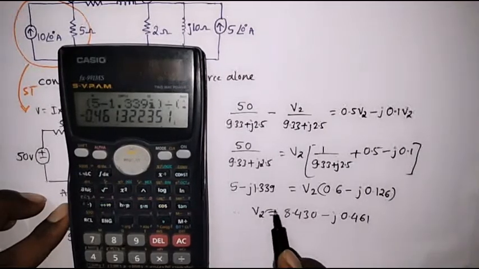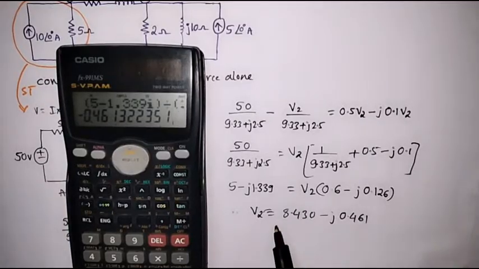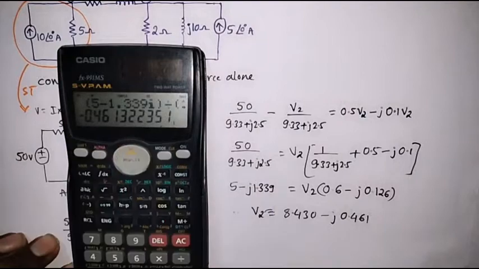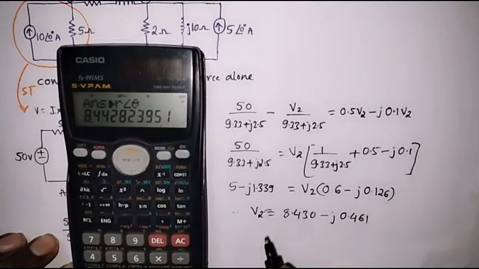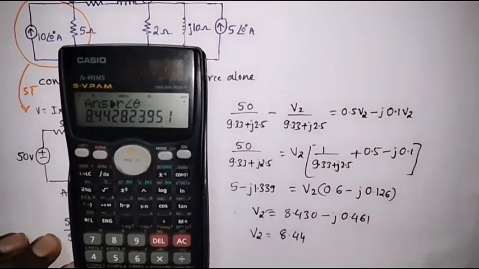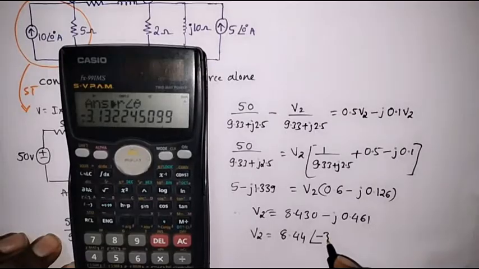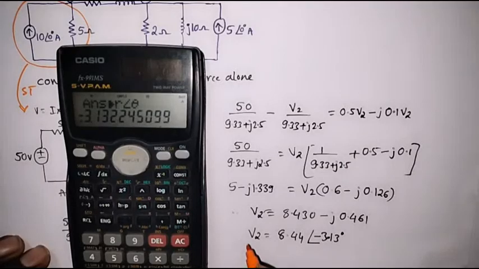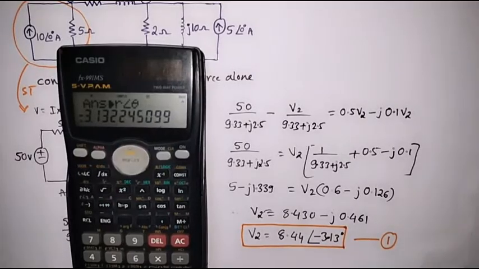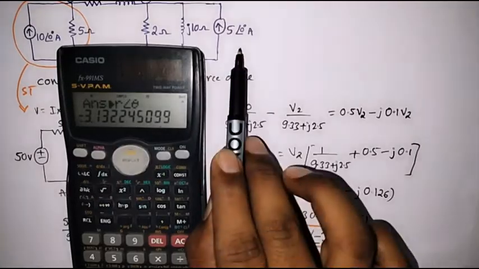So always keep the voltage value in rectangular form, that is, shift R angle theta. It gives V2 is equal to 8.44 at an angle of minus 3.13 degree. So this is V2, that is the voltage at node 2 considering the 10 amp source alone. Now similarly we'll calculate V2 considering the 5 amp source alone.